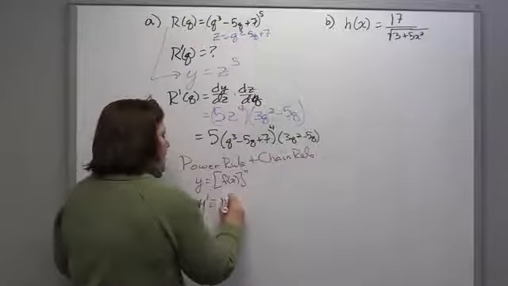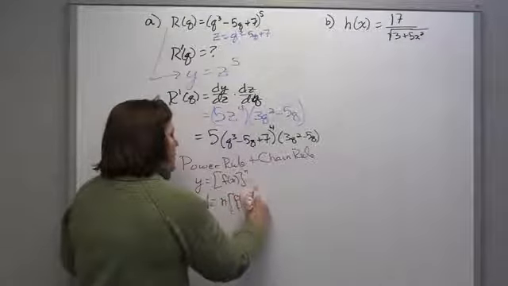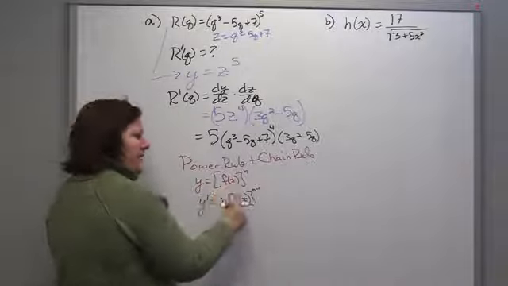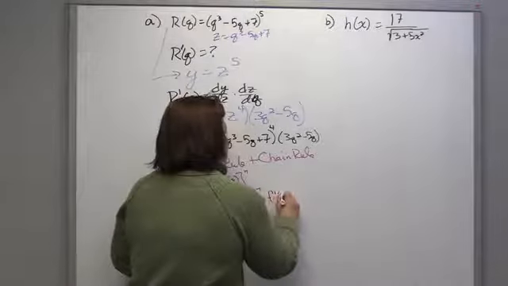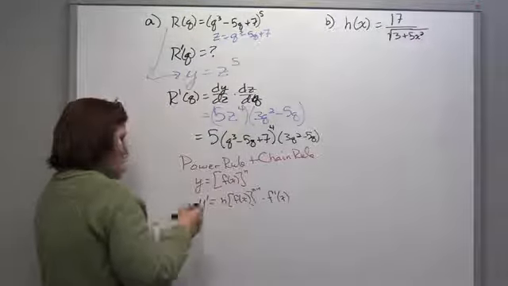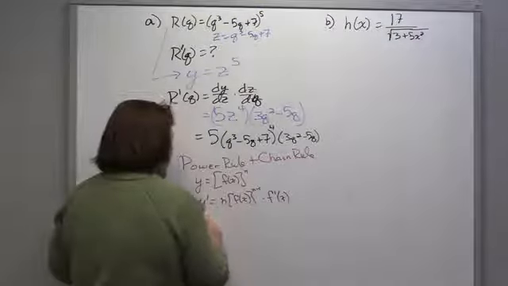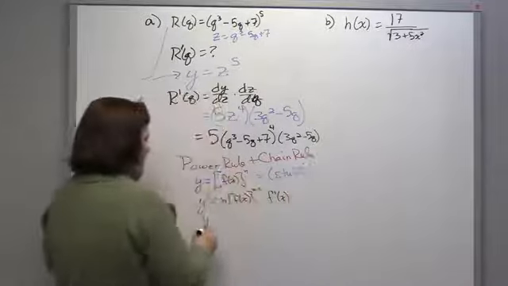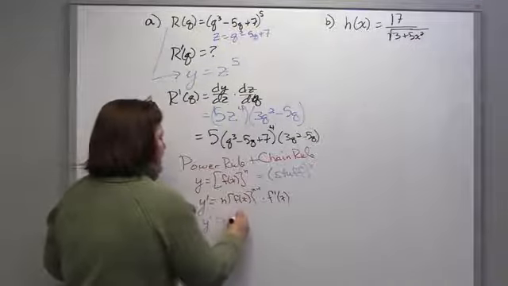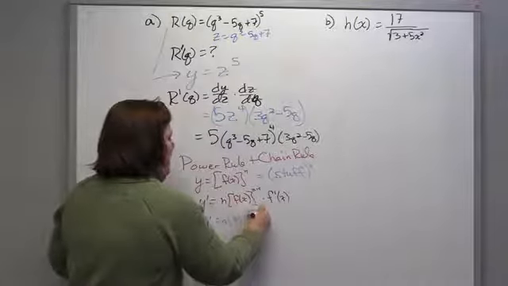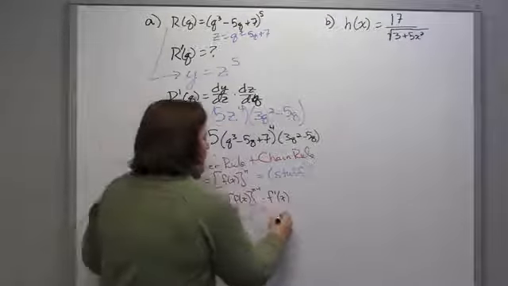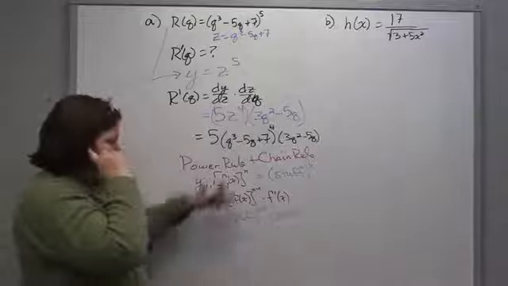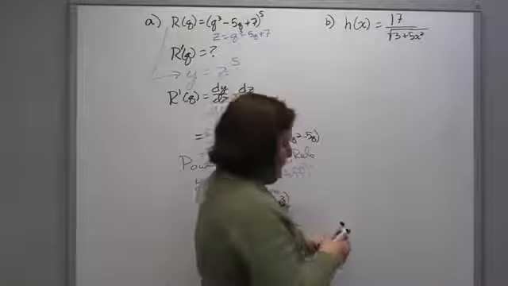We'd have n times that stuff to the n minus 1. And then we'd have times the derivative of the inside. Okay. So a less technical way of writing it, if we're thinking of this as a bunch of stuff to the n power, we'd be n times that stuff to the n minus 1 times the derivative of that stuff. So let's look at this idea on part B.